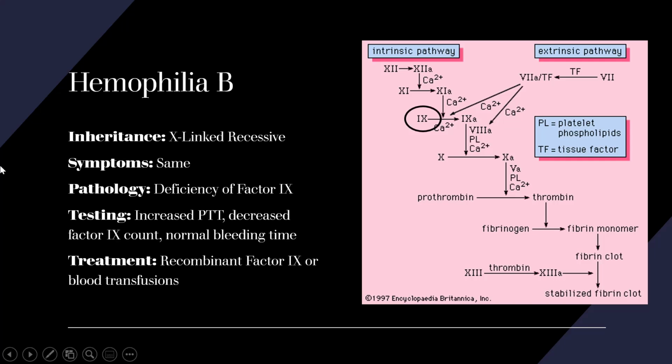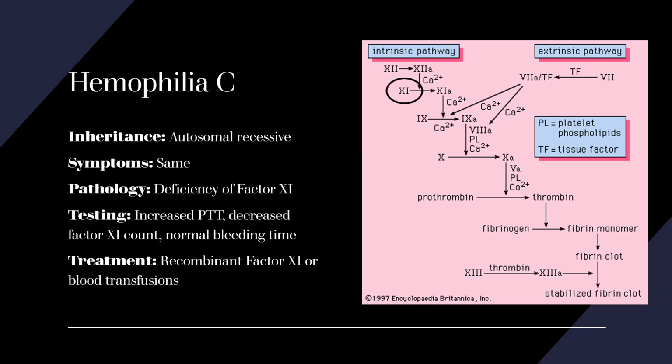Hemophilia B, also X-linked recessive. Symptoms are exactly the same as A. B is deficiency of factor 9. So just remember, if A is 8, you're going up 1 to 9. Again, PTT is increased, you'll have a decreased factor 9 count. The treatment is recombinant factor 9 or blood transfusions, whole blood.